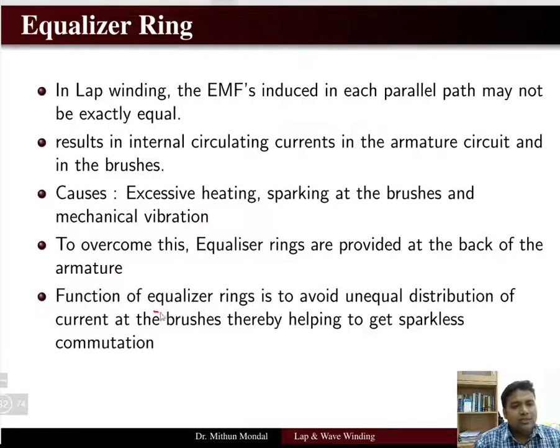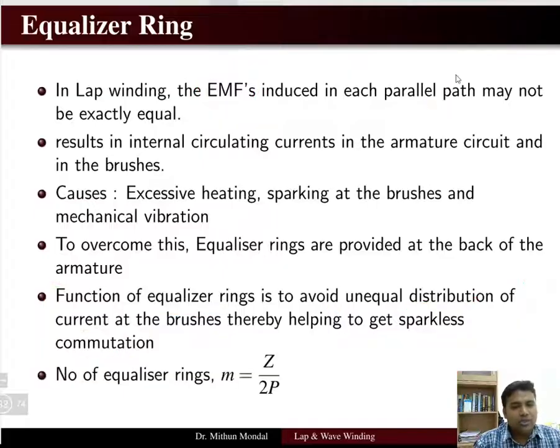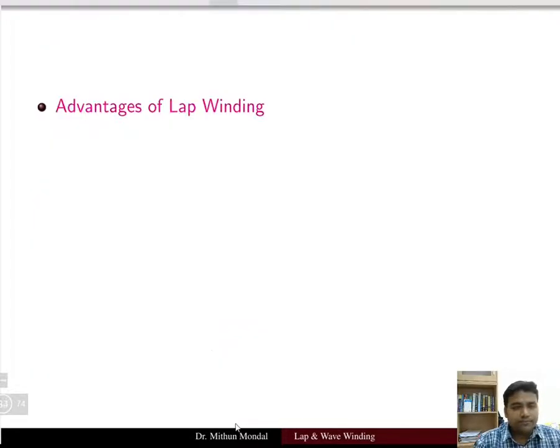Now the function of the equalizer ring is to avoid the unequal distribution of the current at the brushes, thereby helping to get sparkless commutation. So this is the function of the equalizer ring, because the EMF induced in parallel paths is not equal. How many equalizer rings do we need? So m number of equalizer rings will be required, which is Z by 2p, where Z is the number of armature conductors and p is the number of pairs of poles.